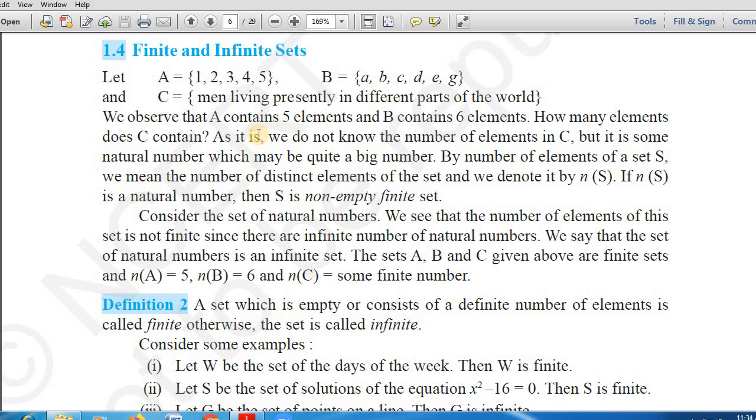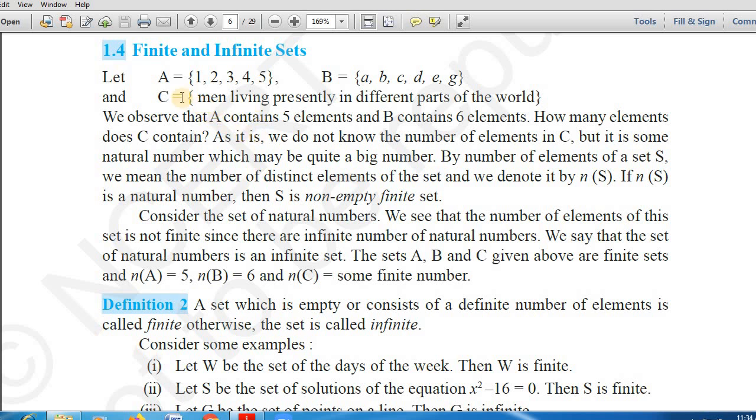If the number of elements is finite, then we call it a finite set, and otherwise it is an infinite set. So a set having a finite number of elements is called a finite set, and a set with an infinite number of elements is an infinite set.